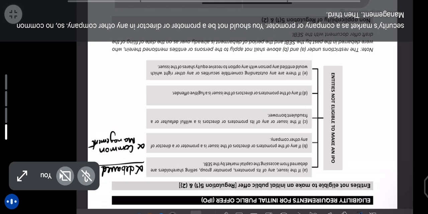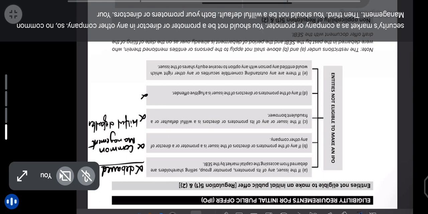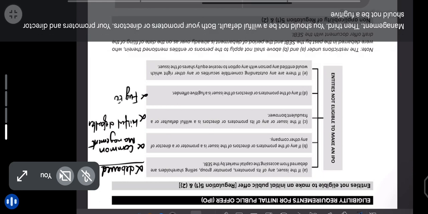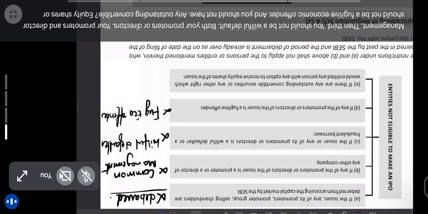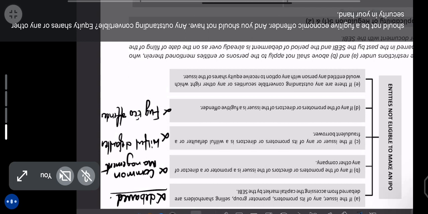Then third, you should not be a willful defaulter, both your promoters or directors. Your promoters and directors should not be a fugitive economic offender, and you should not have any outstanding convertible equity shares or any other security in your hand, which means no outstanding convertible security.